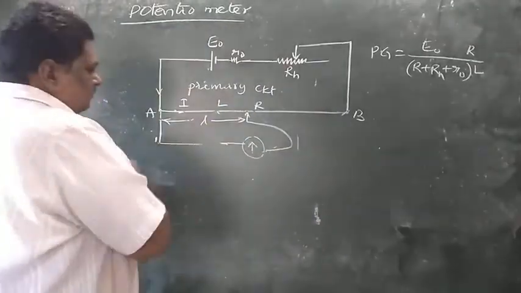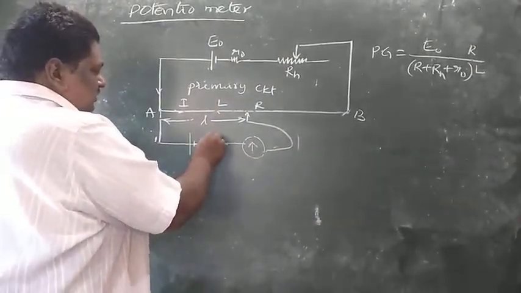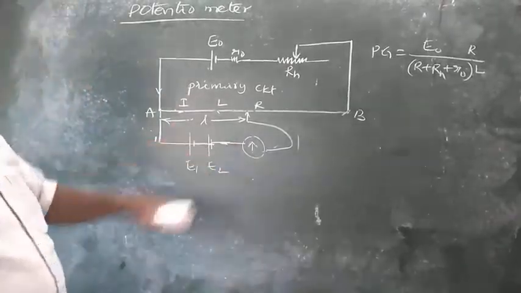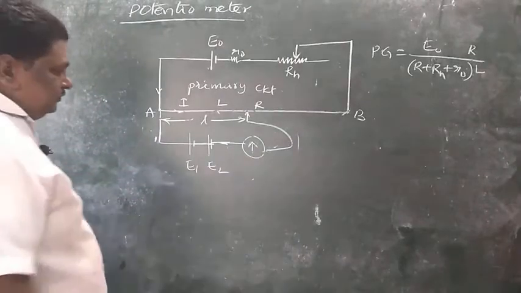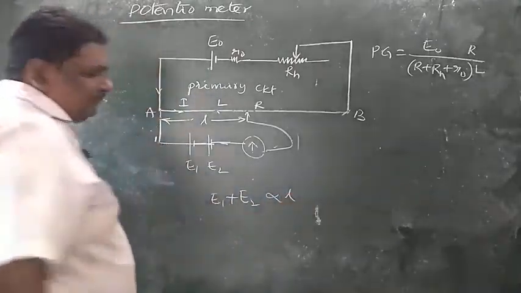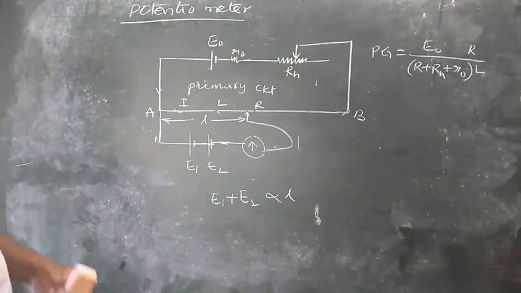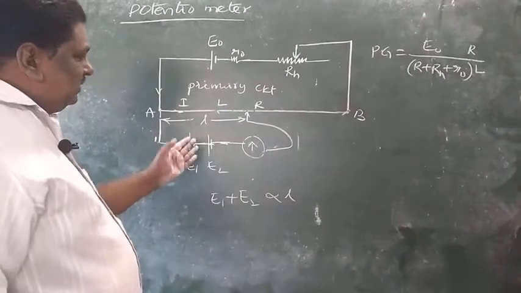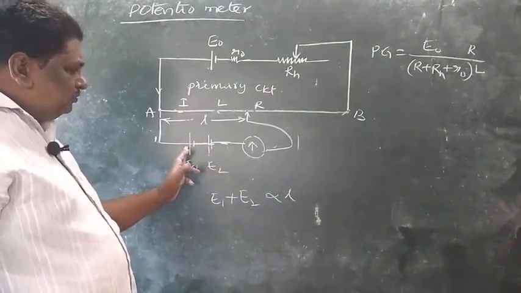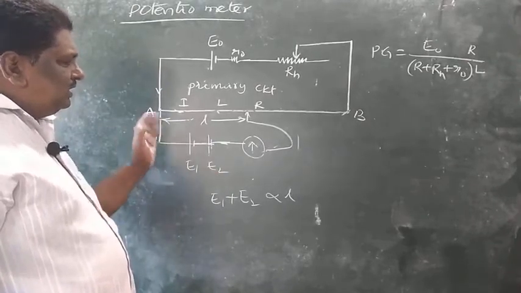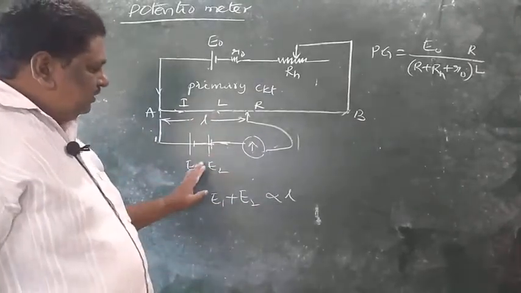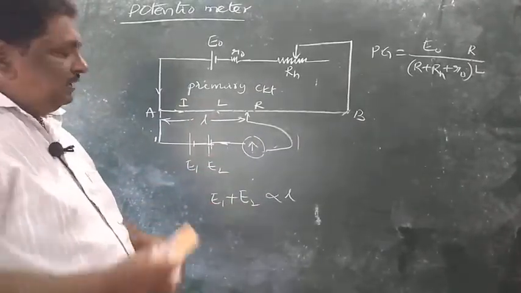In this method, the first cell and second cell are made to support one another. Now the balance length is calculated. So E1 plus E2 is proportional to L. Here E1 and E2 are supporting one another, both positives sending current in the same direction. Proportionately the length is calculated, call it L.